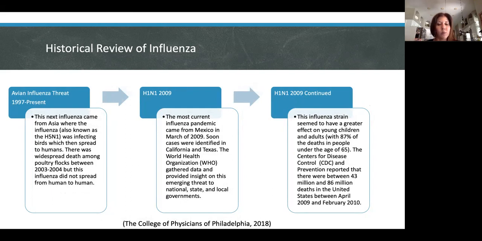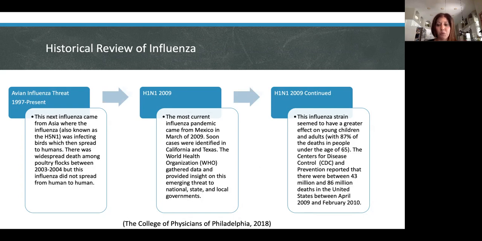And then in 2009, the H1N1, which we're probably the most familiar with, it was the most current influenza pandemic. It came from Mexico, and it spread rapidly to California and Texas. And the World Health Organization provided insight into this emerging threat that could spread, which it did. And this seemed to have a greater effect on young children. You can say 87% of the deaths were in people age less than 65. So it affected really young children and then that adult population, but not specifically the elderly population. So it's kind of interesting how this one presented. And there were between 43 million and 86 million deaths in the United States between April 2009 and February 2010.